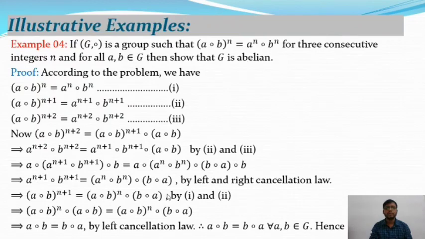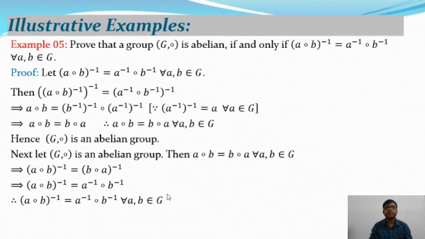Understood? So after that we will take one more example on the order of a group. So here is the example. Prove that a group (G, ∘) is abelian if and only if (A ∘ B)⁻¹ = A⁻¹ ∘ B⁻¹ for all A belongs to G. Okay, so here is the proof.